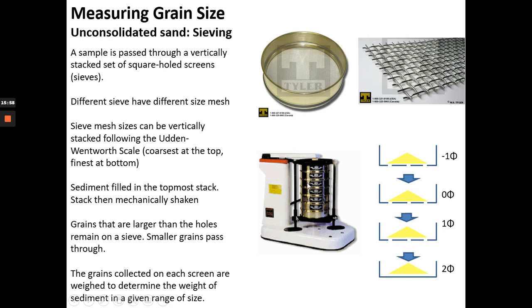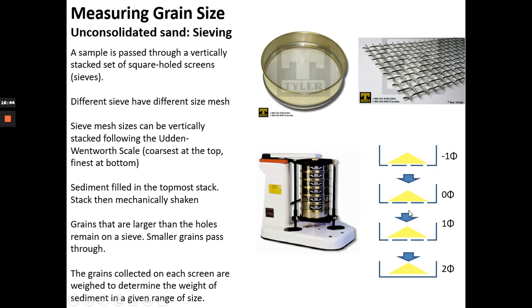So a sample is passed through a vertically stacked set of square hole screens or sieves. Different sieves have different size meshes, stacked following the Udden-Wentworth grain size scale, coarsest at the top, finest at the bottom. Sediment is filled in the topmost sieve, and you mechanically shake the whole stack. Grains that are larger than the holes remain on the sieve, while smaller grains percolate down and down. It's like a filter. The grains collected on each screen are weighed to determine the weight of sediment in each range of grain size. Okay, so you can do statistics with this.